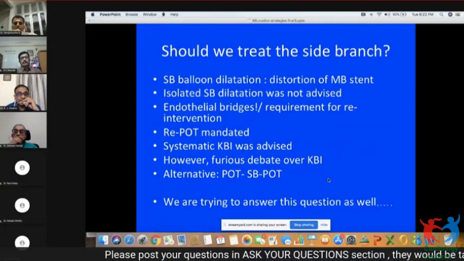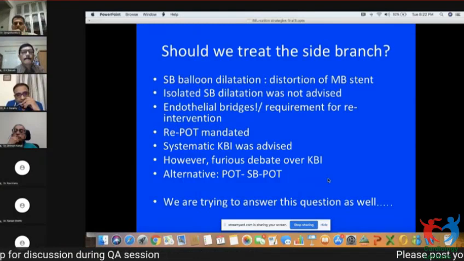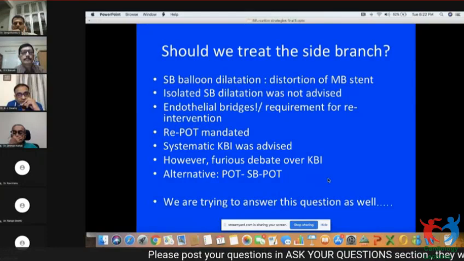Side branch balloon dilatation leads to distortion of the main branch, or treat, that means should we balloon the side branch? Isolated side branch dilatation initially was not advised, but some imaging data has come which has shown endothelial bridges with a connector across the ostium of the side branch. Requirement for reintervention has been shown and a repot is always mandatory.